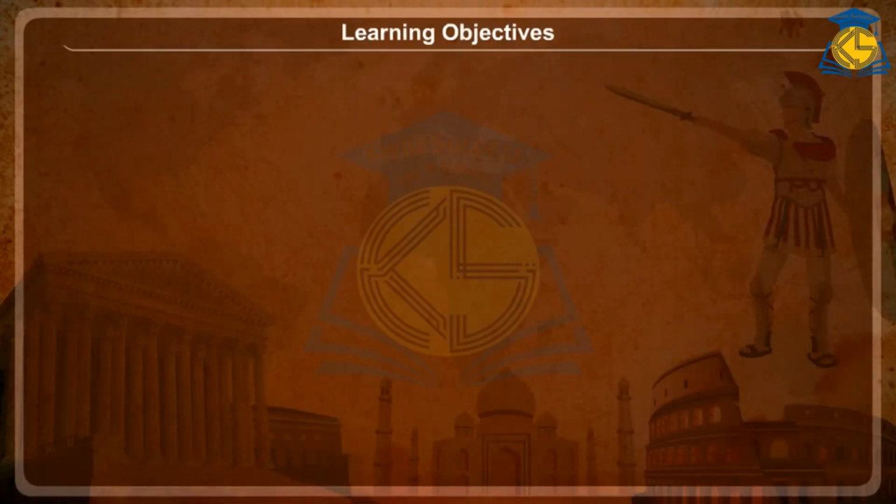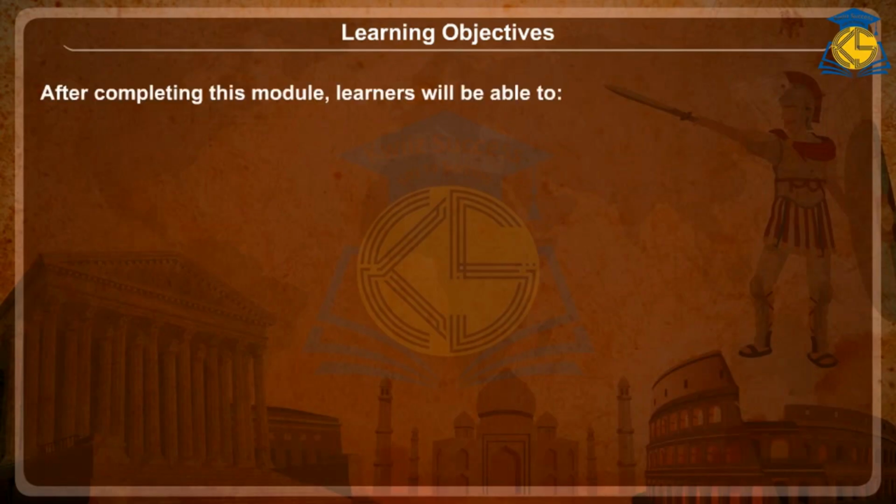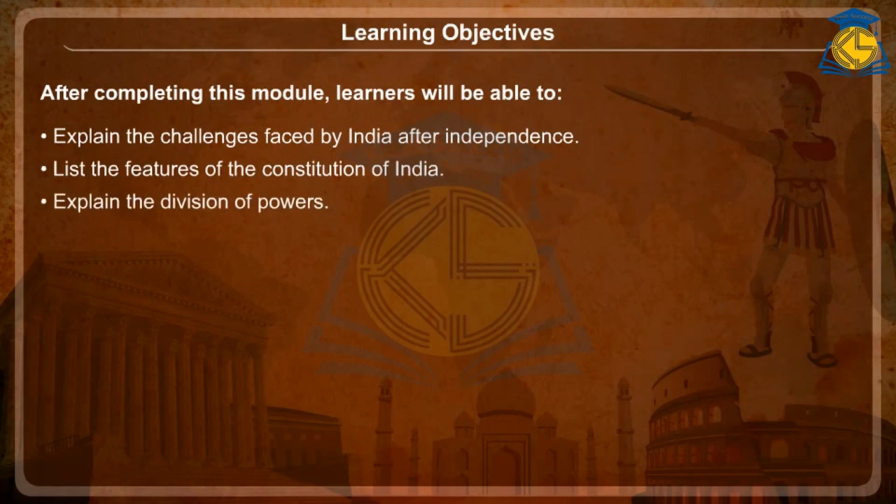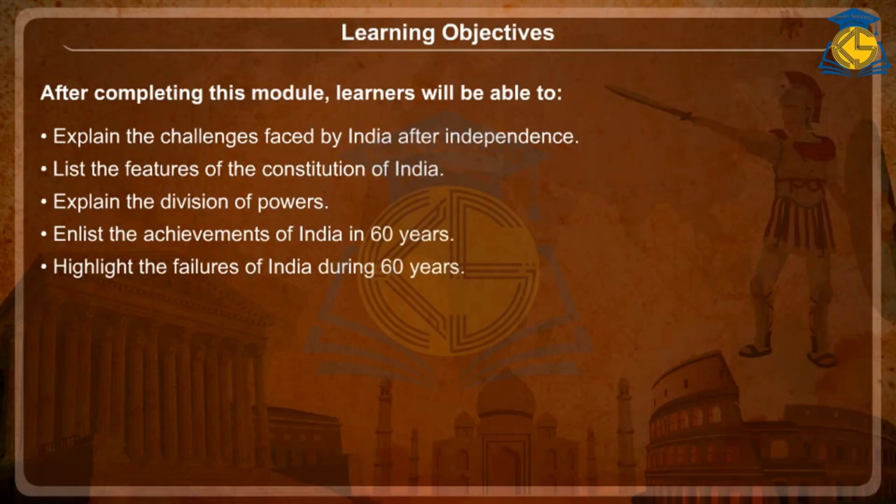Learning objectives. After completing this module, learners will be able to explain the challenges faced by India after independence, list the features of the Constitution of India, explain the division of powers, enlist the achievements of India in 60 years, and highlight the failures of India during 60 years.